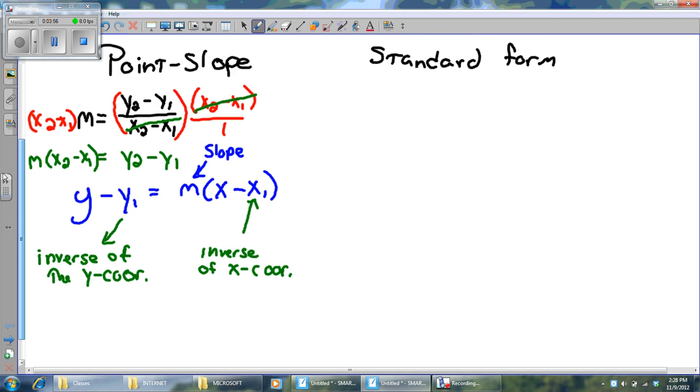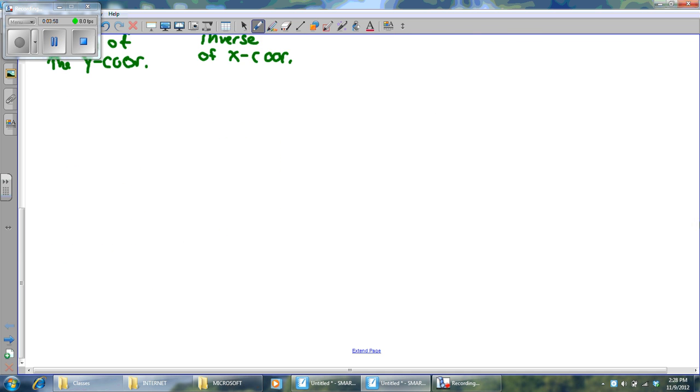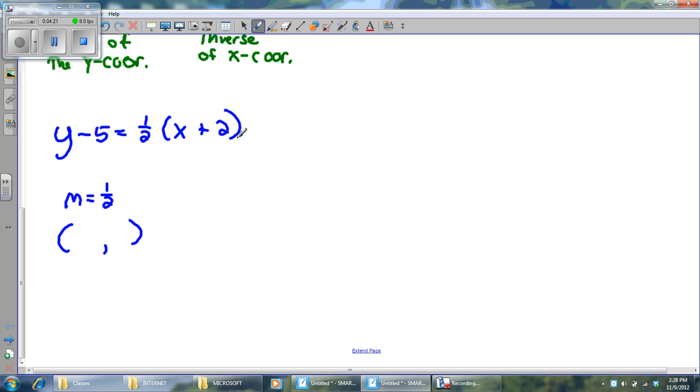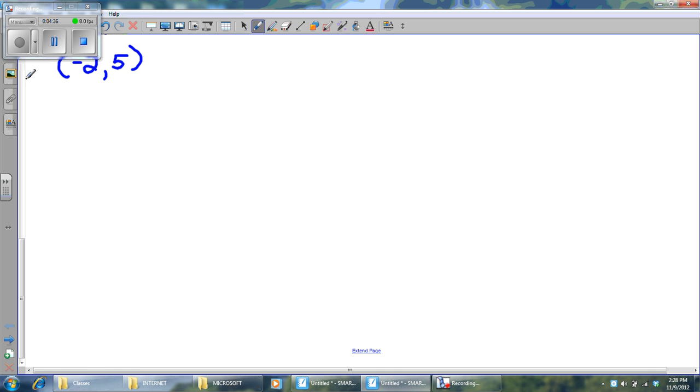So, if I give you an equation that looks like this, y minus 5 equals 1/2 times the quantity of x plus 2, without doing any work, you should know that the slope is 1/2. The point that this passes through, I need the inverse of positive 2. That would be negative 2. I need the inverse of negative 5. That's positive 5. All right, there you go. You know the slope and you know a point. Well, what can I do then? Well, of course, you can graph.